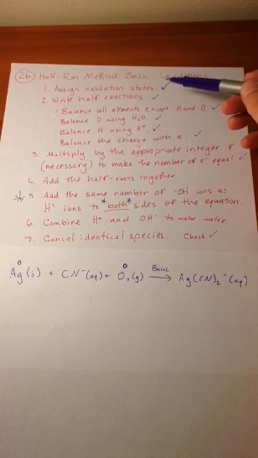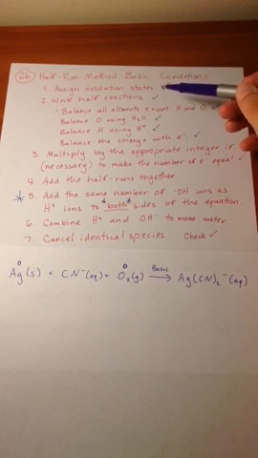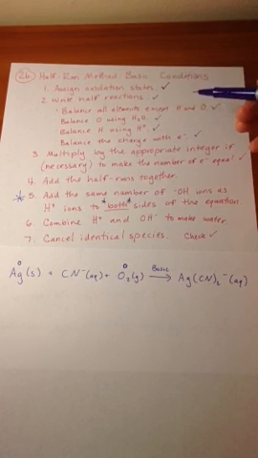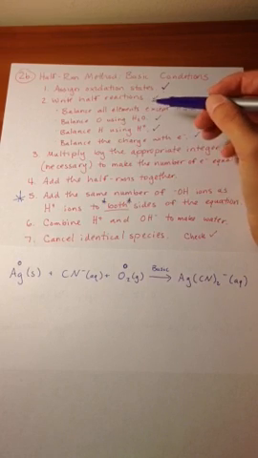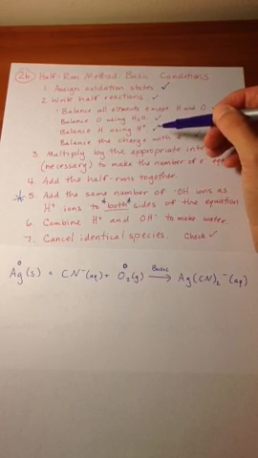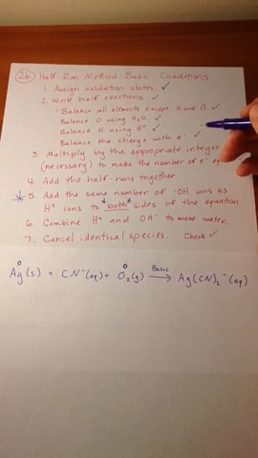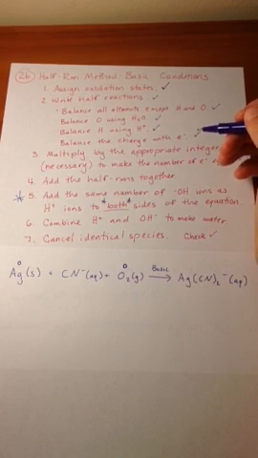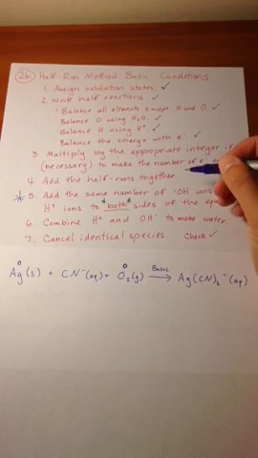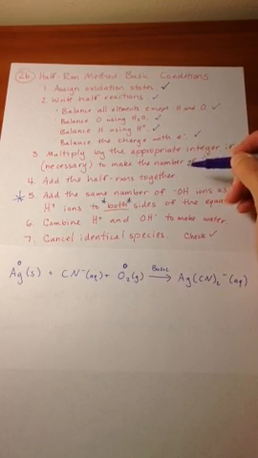Again, you're going to go through, assign oxidation states, write your half reactions, balance all of your elements, then balance oxygen using water, balance hydrogen using protons, balance the charge with electrons, then when necessary multiply by an integer to get the electrons to be equal, then you add the half reactions together.